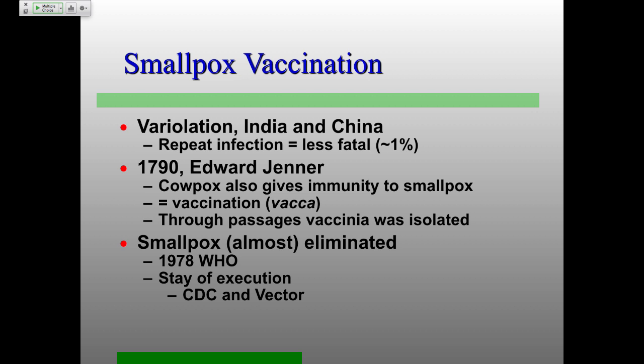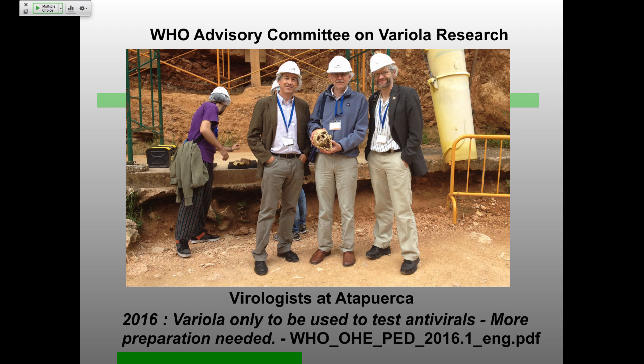There are two places where they still have it that we know of, CDC and Vector, which is the Russian equivalent of the CDC. And every year they have a meeting of what they call the Advisory Council on Variola Research, where people from the CDC and from Vector get together and say, do we put the vials into the autoclave at the same time with observers from both places and hit the on button, or do we keep the virus around? And the answer is, you keep the virus around. And one of these people actually made that decision or helped advise that decision. Trust me, it wasn't this guy.